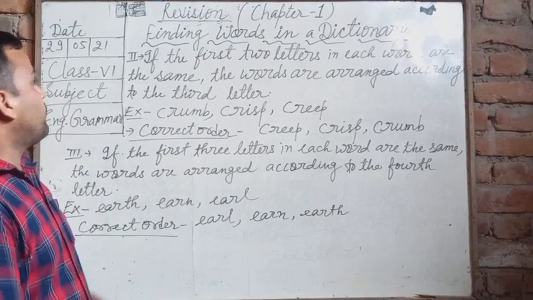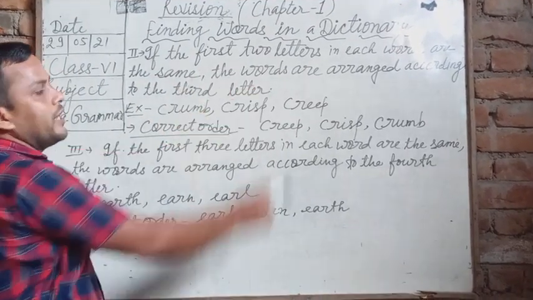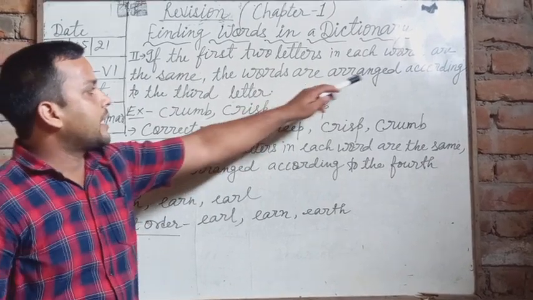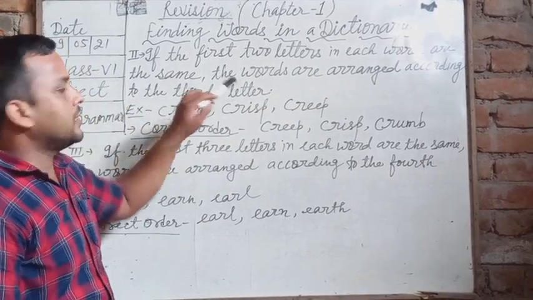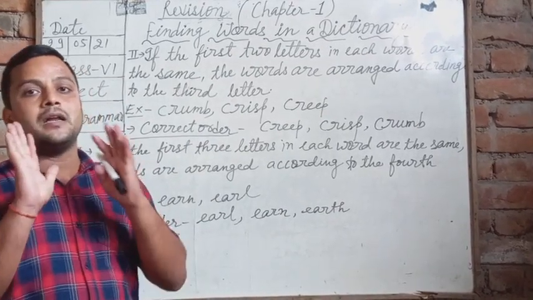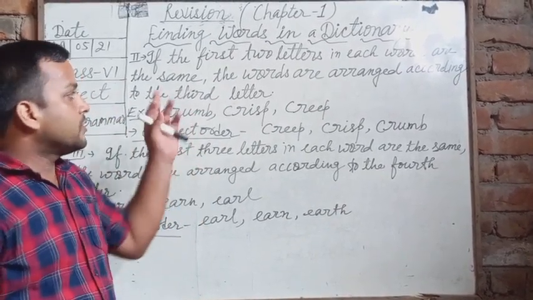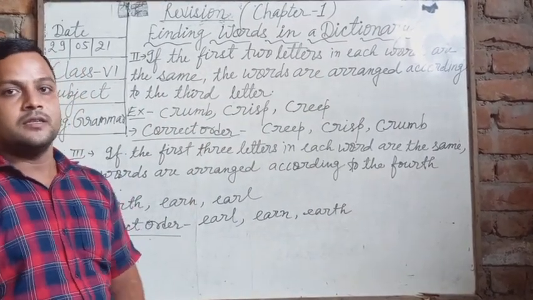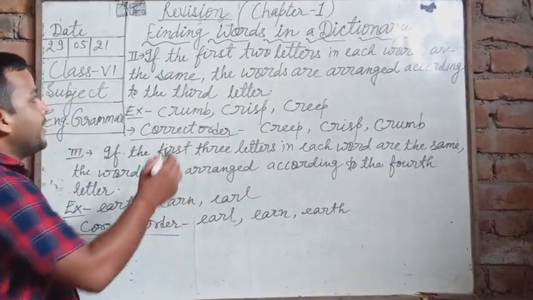Now see the second point. If the first two letters in each word are the same, the words are arranged according to the third letter. If the first two letters in each word are the same, then the words will be arranged according to the third letter. Just see the example for better understanding.